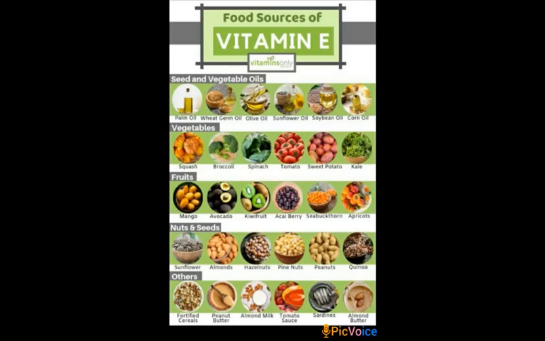Polyunsaturated plant oils such as sunflower, safflower, soybean, green leafy vegetables, wheat germ, whole grains, liver and egg yolks, nuts and oilseeds such as almonds, walnuts, etc. are good food sources of vitamin E.